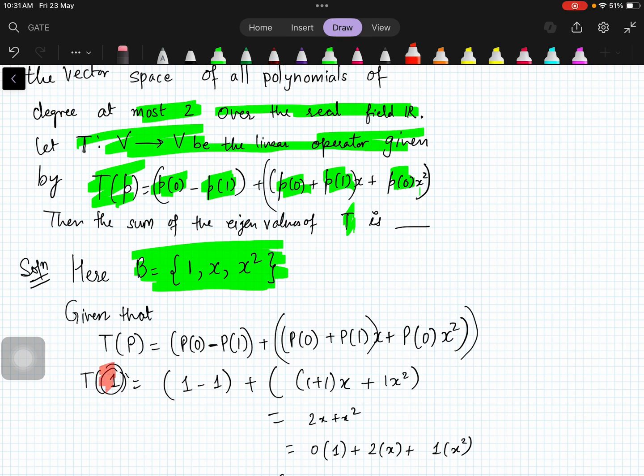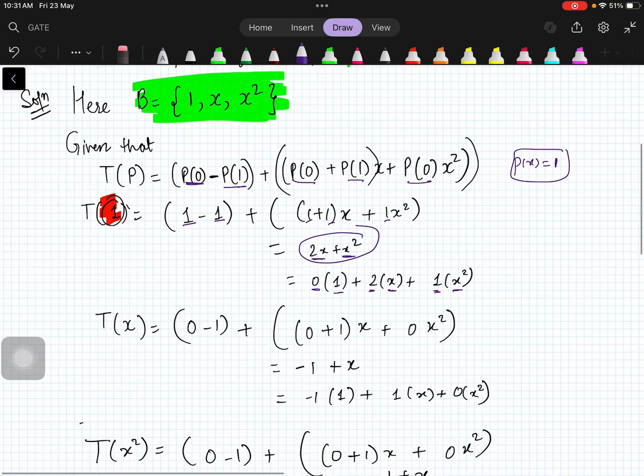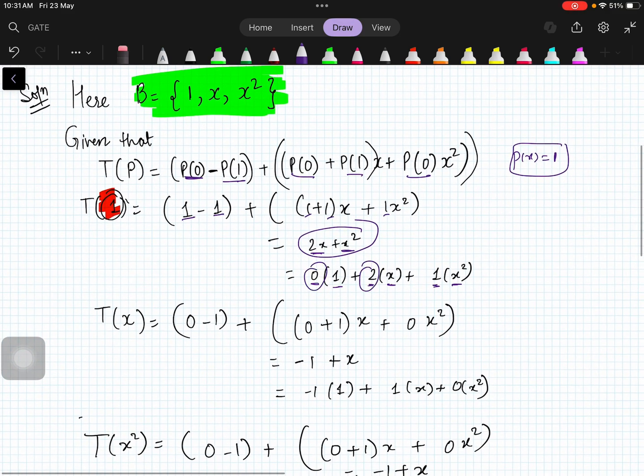For T of 1, this will be p(0), because your p(x) is now 1, because you are taking p equal to 1. So p(x) is 1. So p(0) is 1, p(1) is 1, p(0) is 1, p(1) is 1, p(0) is 1. So your transformation is going to be 2x plus x squared. Now to write it in the matrix form, you have to write it in the form of the basis elements again. So this is 0 times 1, 2 times x, 1 times x squared. So you get that these are the elements of the first column of the matrix.